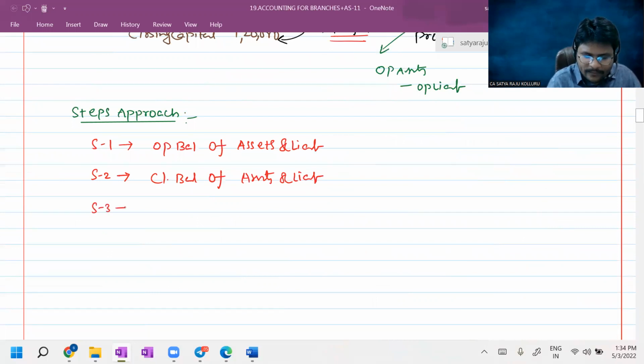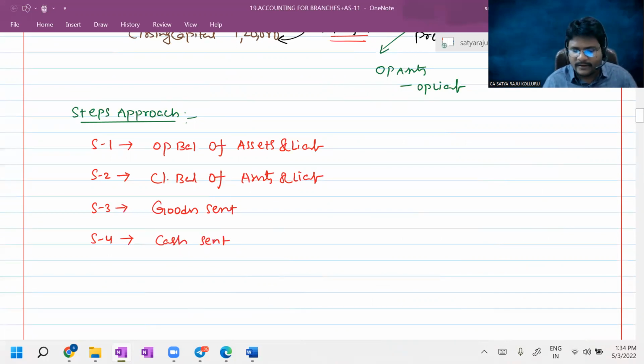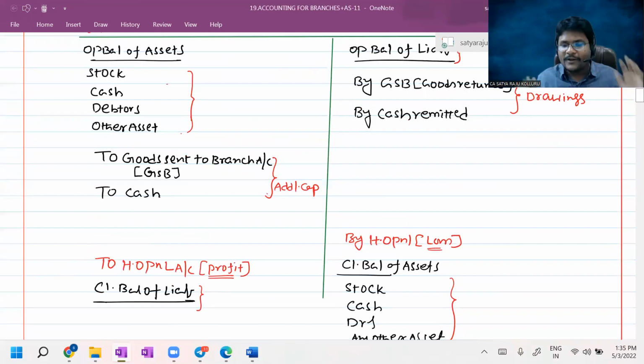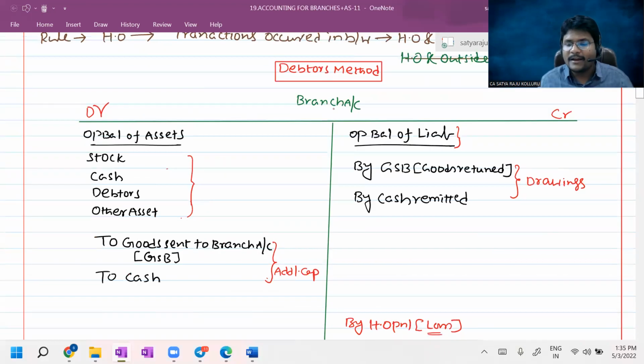Come to step 3, goods sent. Step 4, cash sent. Goods sent, cash sent. Step 5, goods returned. Step 6, cash remitted. Then after completion of the 6 steps, the balancing figure we can derive is the profit or loss of that particular branch.